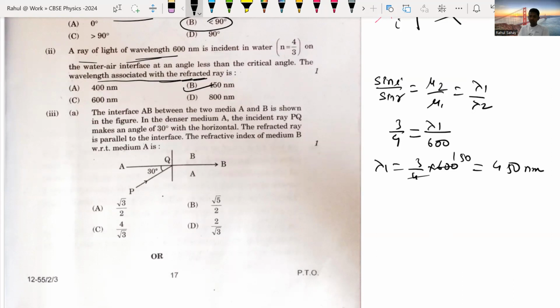The interface AB, the angle of incidence is 60 degrees here, right? Angle of incidence. Mu is equal to 1 by sin C. There it is 1 by sin, which gives 3 by 2, right? 2 by 3.